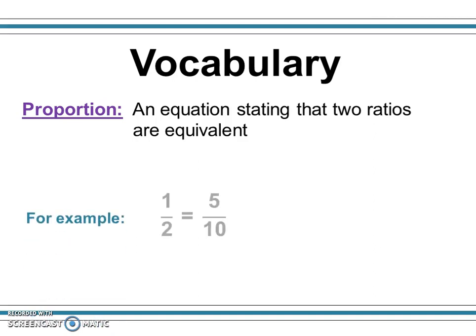So for example, I could say that the ratio of 1 to 2 is equivalent to the ratio of 5 to 10. And if we think of it in terms of fractions, 1/2 is equal to 5/10, right? And so these ratios are the same, they're equal.